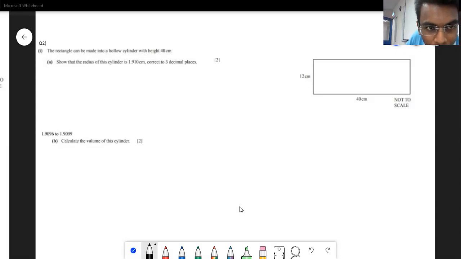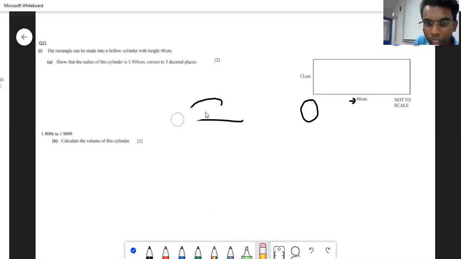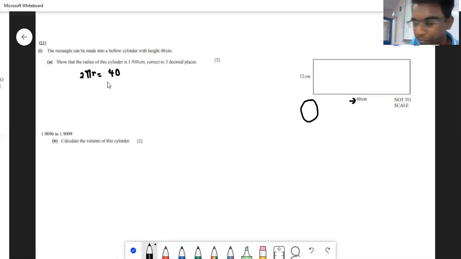If you notice, they said the rectangle can be made into a hollow cylinder. So this rectangle, when I fold it in a circular motion, it's going to give me a cylinder shape. So with that in mind, for your cylinder, the base circumference is going to be 40. Can you imagine that? You take a string and you roll this string to become a circle. So that's the concept here. This piece of rectangle, I'm going to roll it like a Swiss roll and it becomes a cylinder. So what I can do is utilize this to our benefit, whereby 2 pi r equals 40 cm.